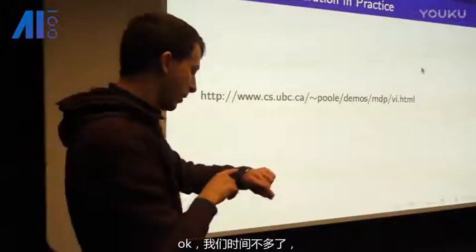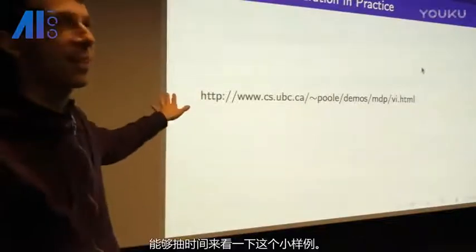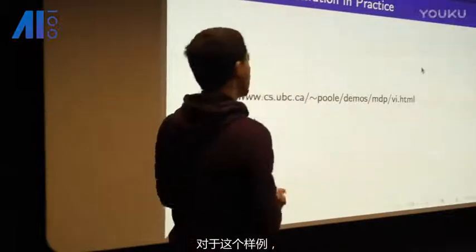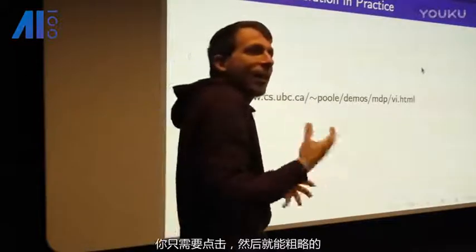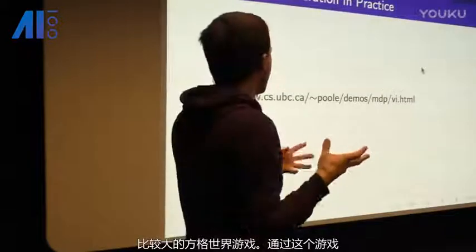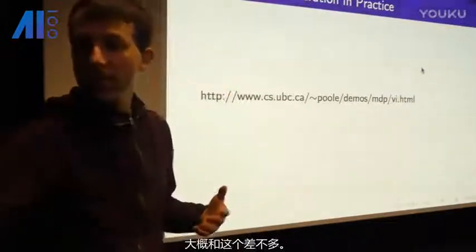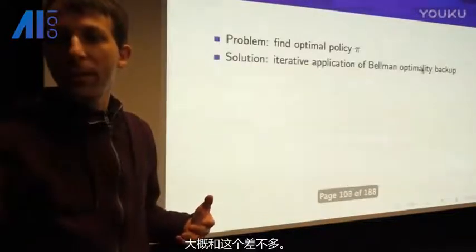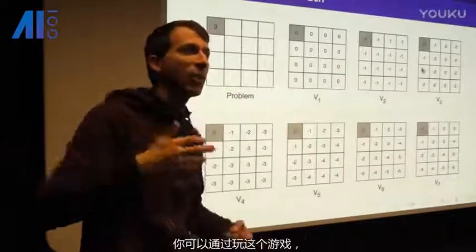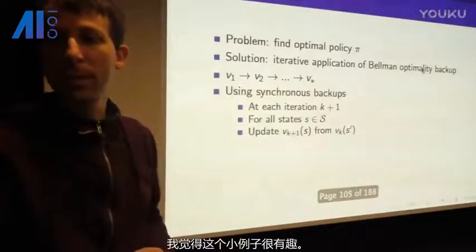Okay. I don't think we'll have time to do this, but I really encourage you to have a look at this little demo. You just write this down, or it's on my slides for afterwards. It's a demo that lets you click and mess around with value iteration. It's basically a larger grid world where you get some sense of how value iteration propagates values through a system. It's the same as this, but on a much bigger grid world, so you really get some intuitions and get to play with how quickly it updates and so forth. I think it's quite a fun little example.